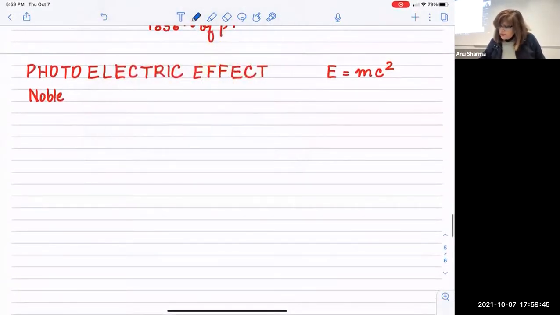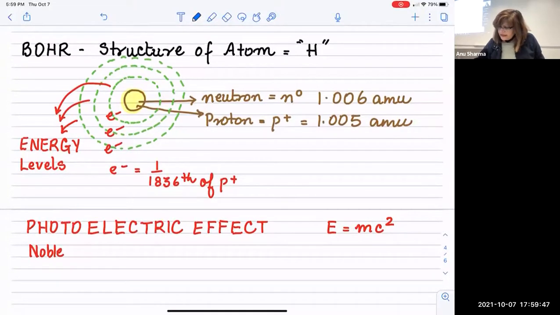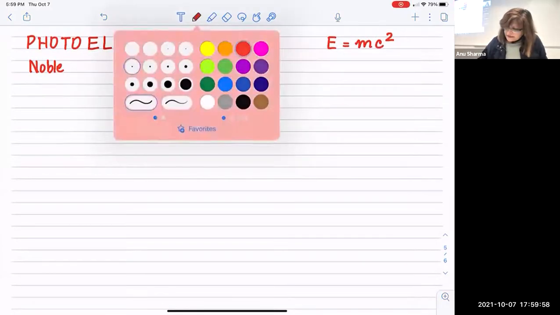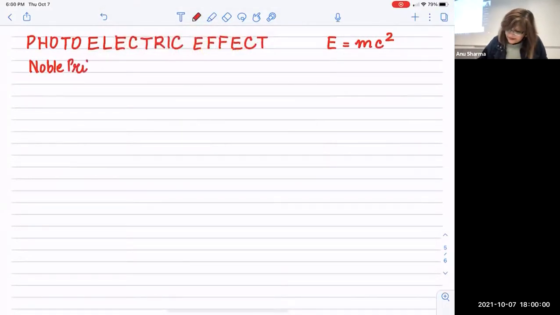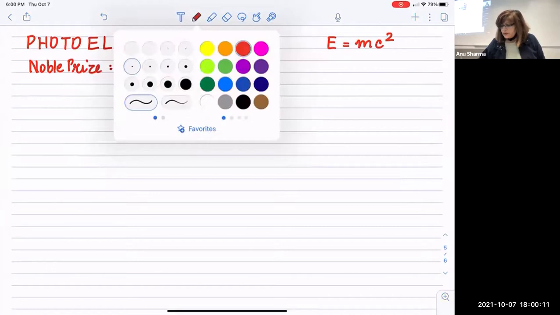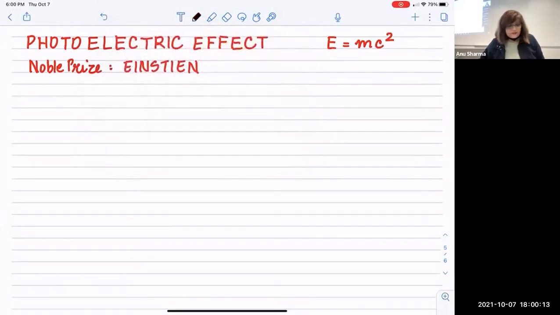So here's the thing with Bohr, like I said, he only studied the hydrogen atom. And so for hydrogen atoms, all this makes sense, but we will look at more. Okay, so Einstein got a Nobel Prize, as we said. Einstein got his Nobel Prize for this photoelectric effect. So what is that? Okay, here's the thing.